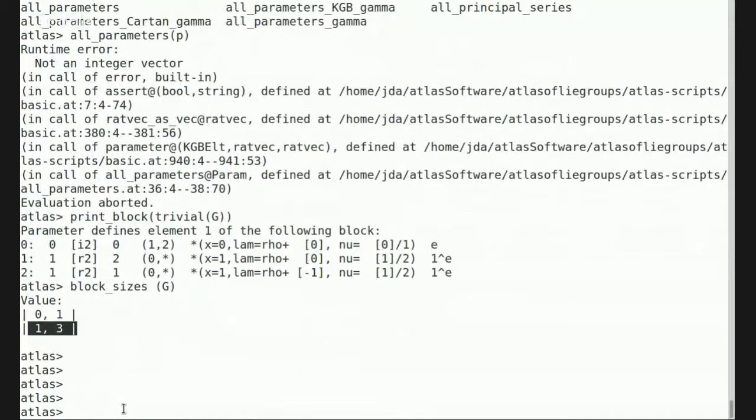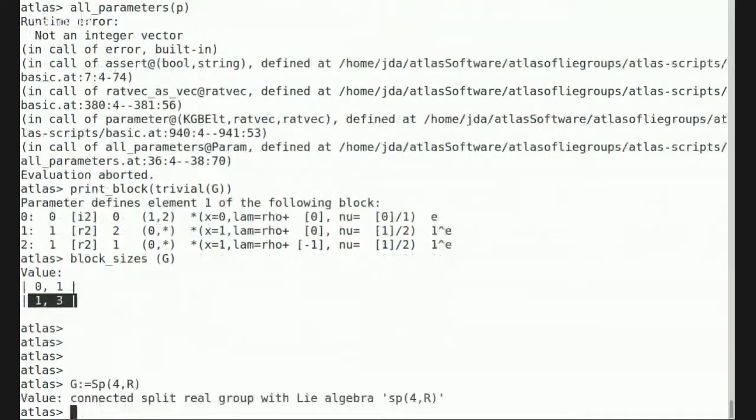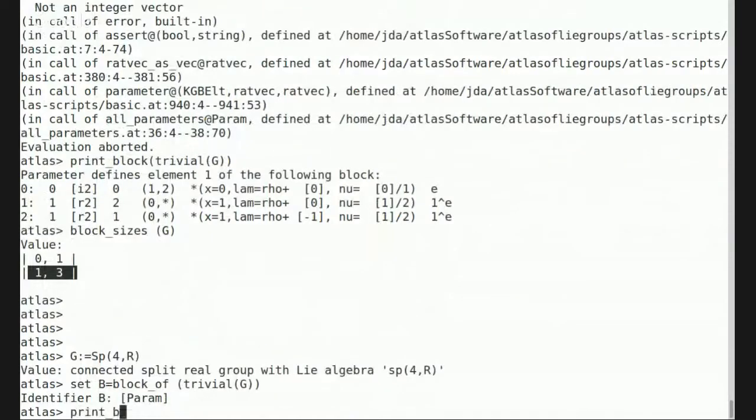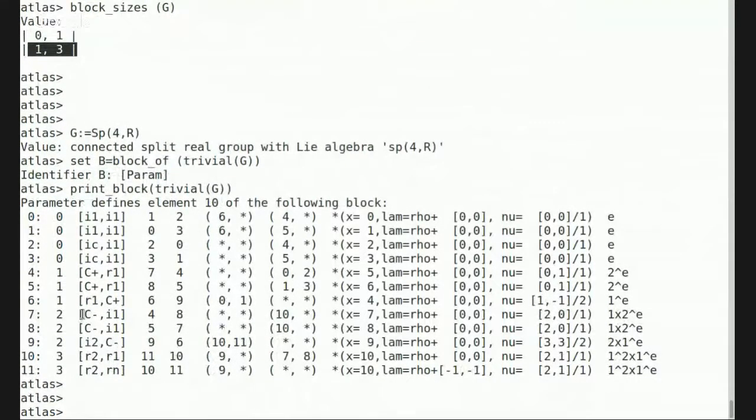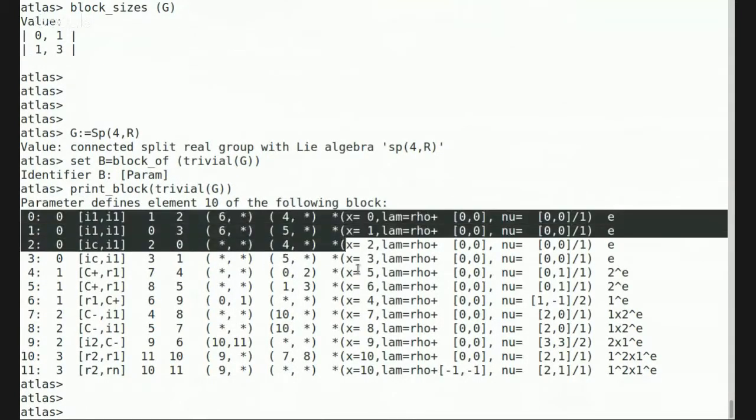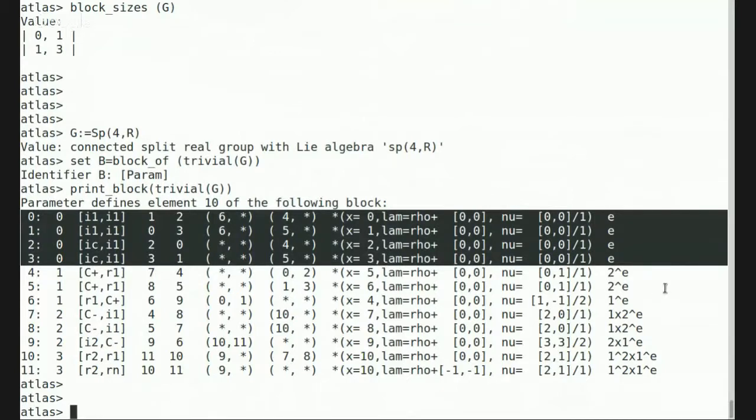Let's go on to SP4 and look at some more representations. Let's say G is equal to SP4R, and let's set B to be the block of the trivial of G, and print it. There are 12 representations in the block of the trivial representation. So far, the ones that we understand reasonably well are these 4, the discrete series of SP4.